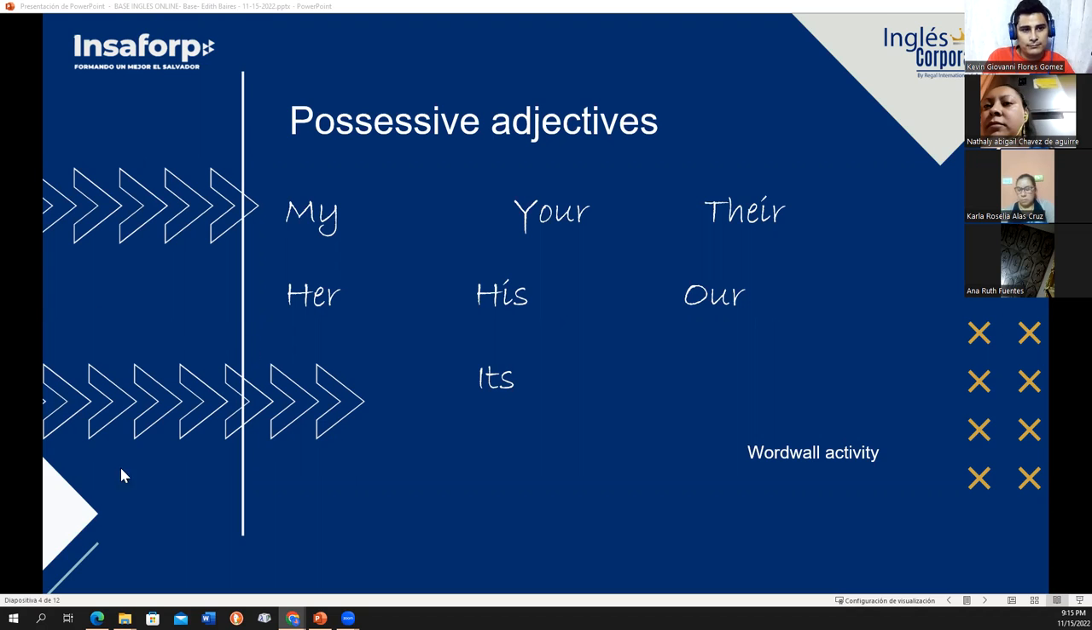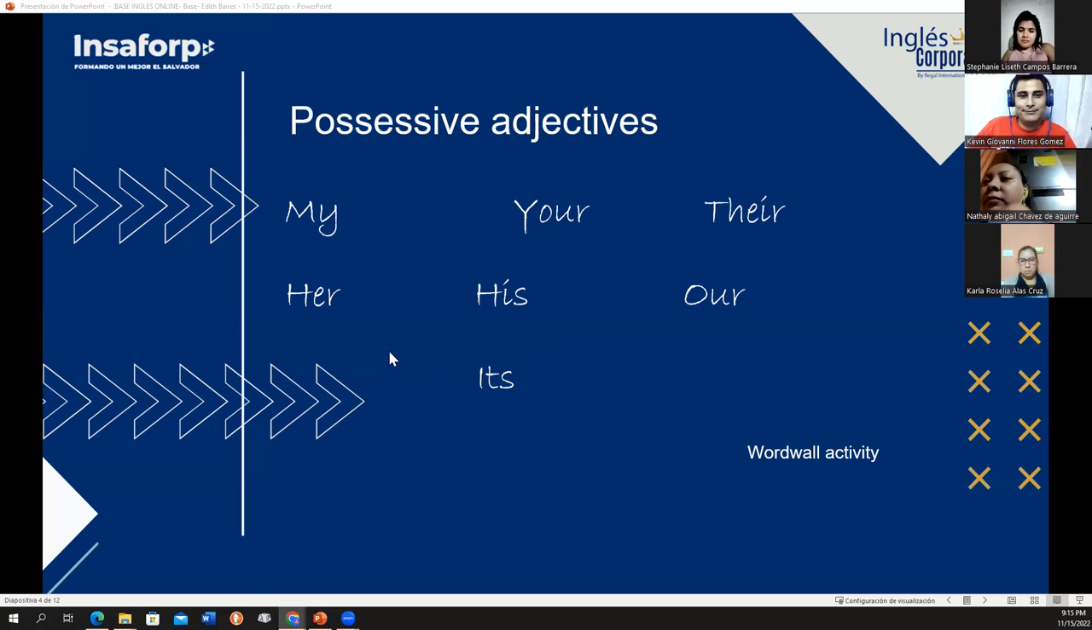Very good. ¿Tienen dudas cómo utilizar los adjetivos posesivos? Un poco. Muchas. Recuerden que en su material de apoyo ustedes pueden estudiar más acerca de los adjetivos posesivos. Ok.